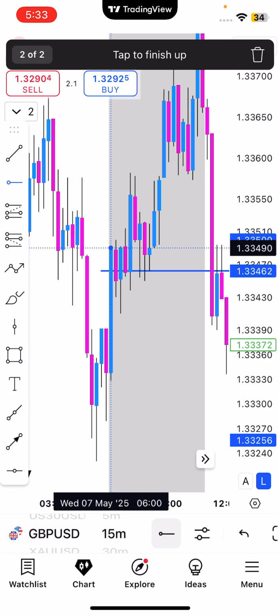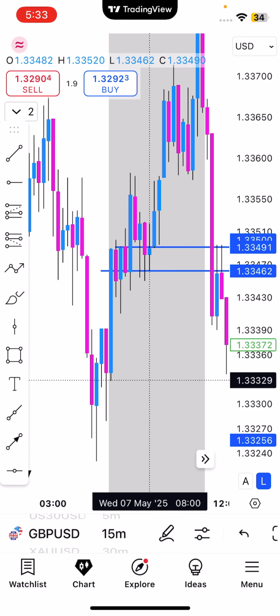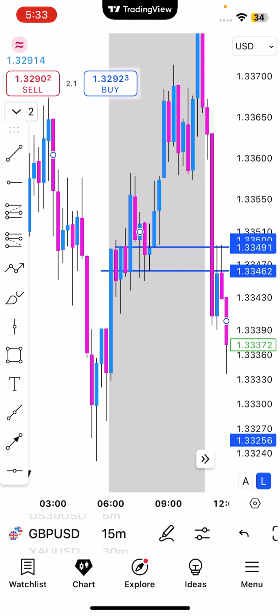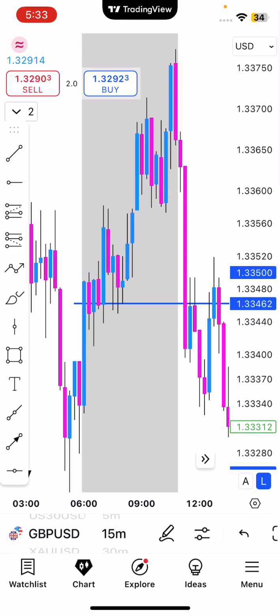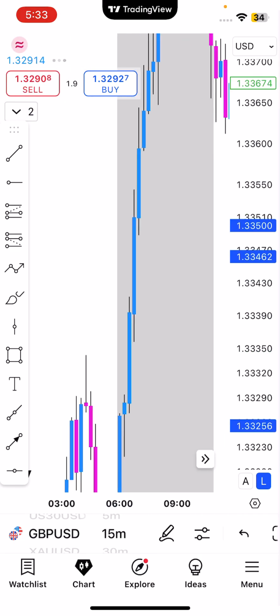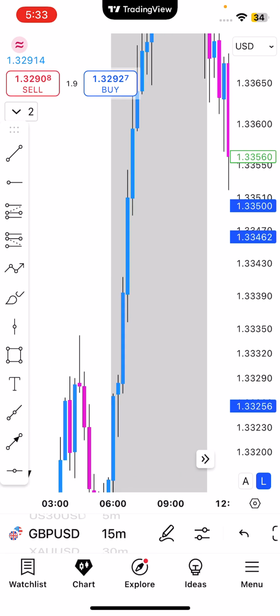Price had a breakout here. Which level did it respect? Respected this level here. This level here. So break and retest. It's a good one as well. Not the cleanest, but again, not everything is going to be perfect.